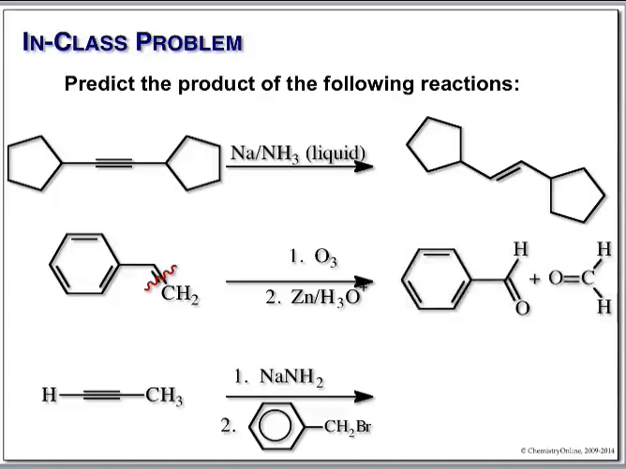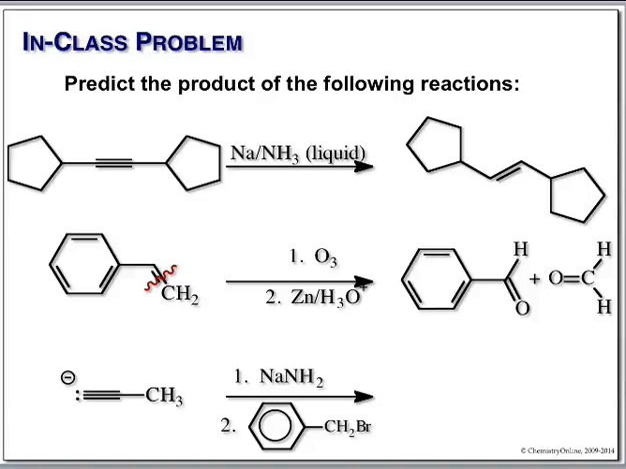Sodium amide. Sodium amide is sodium previously dissolved in liquid ammonia. It's a very strong base. It's going to react with our alkyne here to make the alkyne anion. The alkyne anion is going to be a nucleophile in an SN2 reaction. The electrophilic carbon is here. That's our benzyl carbon. Bromine is our leaving group.